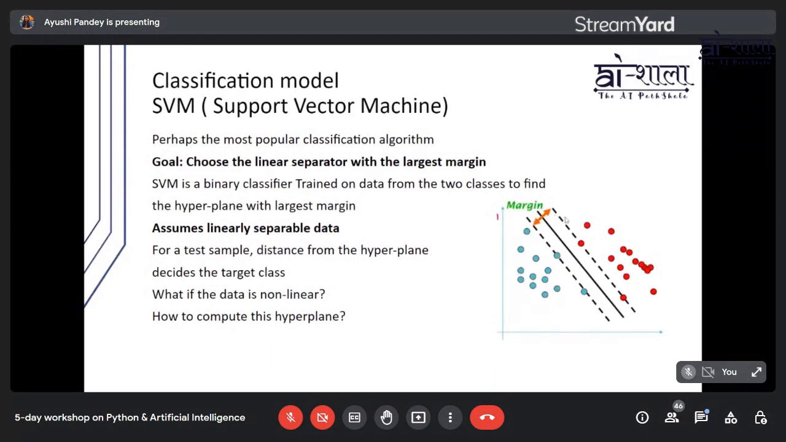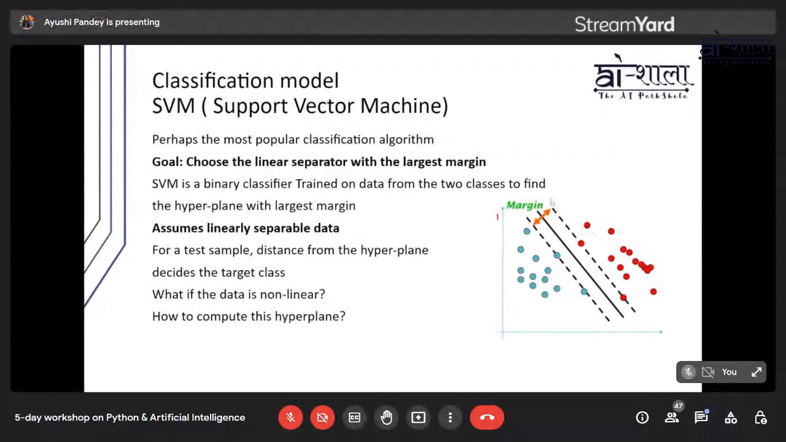SVM helps to classify data with the help of margin. The data is linearly separated, then margins are made so that the data can be categorized. SVM is binary classified, trained on data from the two classes to find the hyperplane with the largest margin. The larger the margin, the better. The data should be linearly separable, and the margin should be as large as possible, because if the margin is narrow, more data falls in the margin.